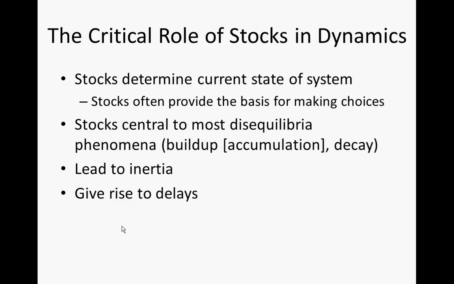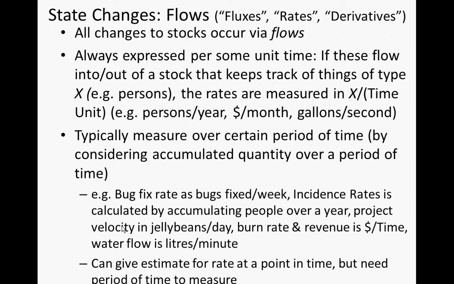Causal loops always have to involve at least one stock. Stocks lead to inertia, and partly because of that, they give rise to delays. They're the source of why things often take a longer time than we expect. It takes time to change things, to drain the stock.